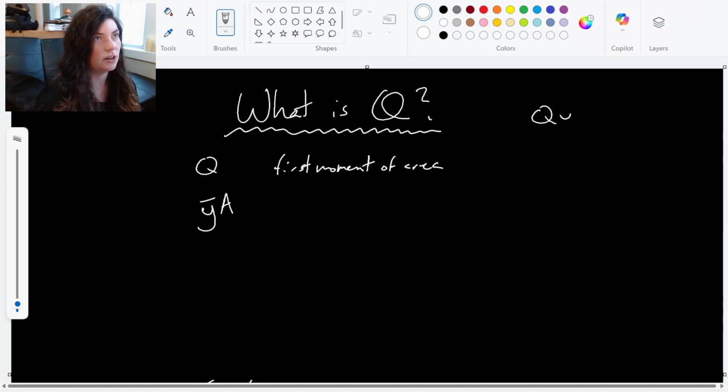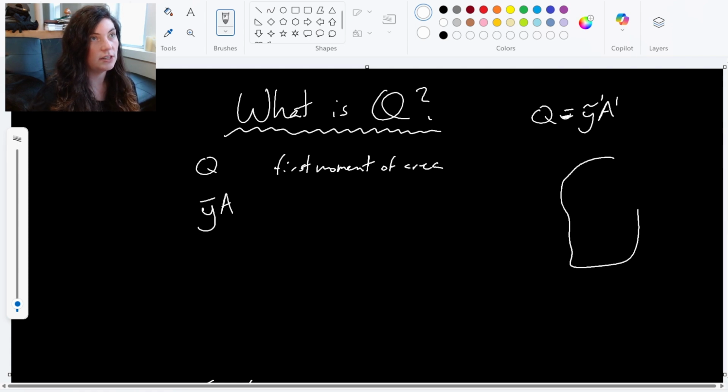Q is our centroid times our area. Sometimes you'll see it written as y tilde A or y bar A, or sometimes even y tilde prime and A prime. All this is doing is letting you know that it's not the full cross-sectional area that you're looking at, and it's not the centroid of the entire cross-section.